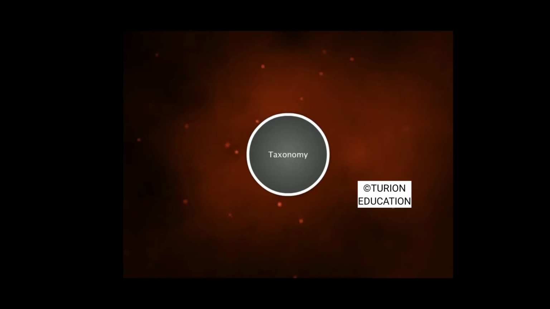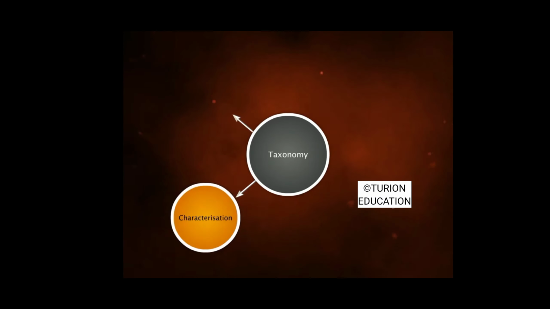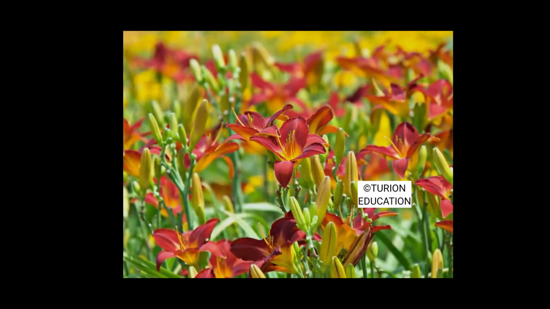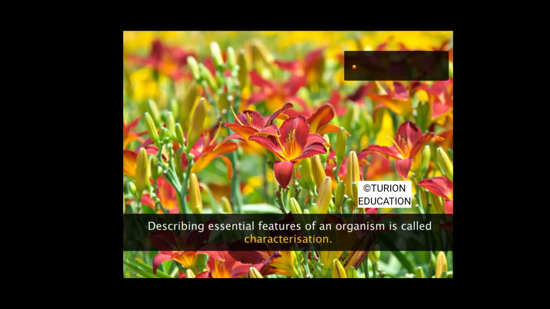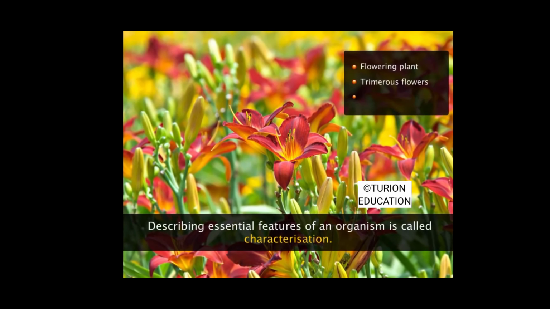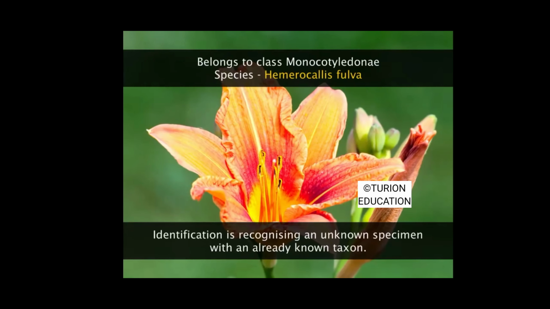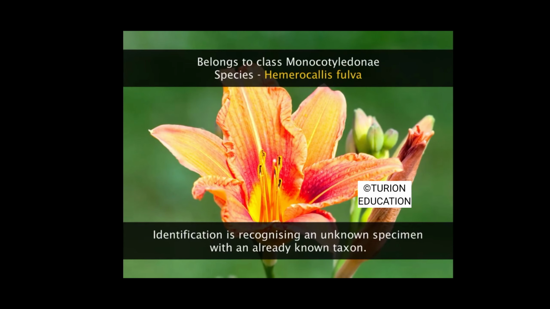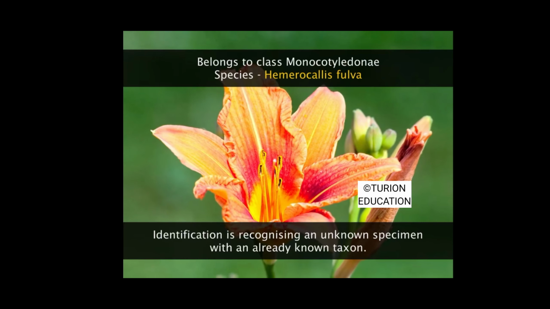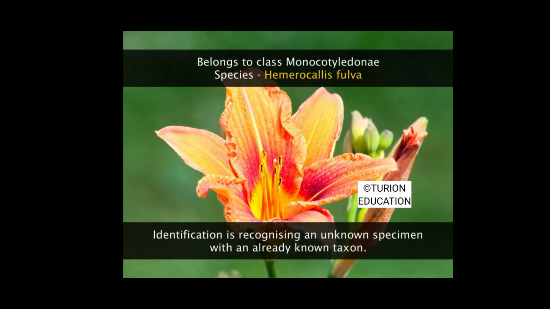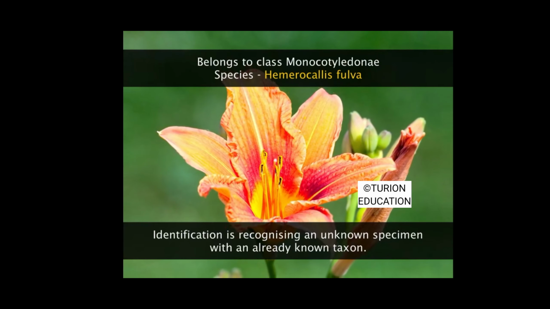Taxonomy is a science that deals with the characterization, identification, classification, and nomenclature of organisms. Describing essential features of an organism is called characterization. Identification is recognizing an unknown specimen with an already known taxon and the assignment of an organism to a particular taxonomic group and ultimately to a species.